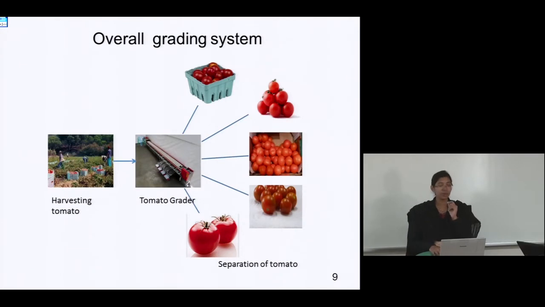Now we want to know the overall grading system. To grade tomato, at first we need to harvest tomato from the field, then feed the tomato into the tomato grader, then the tomato grader automatically separates the tomato into different grades.